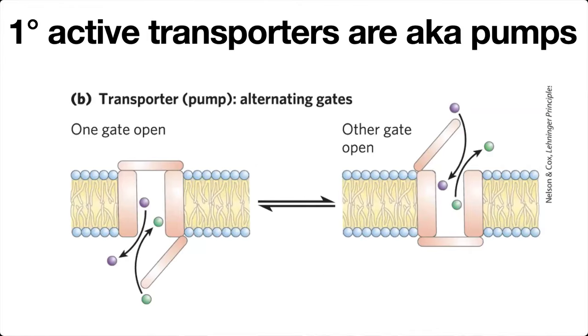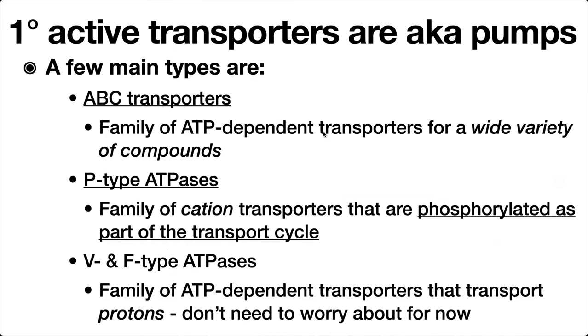Primary active transporters are also known as pumps a lot of the time. And often they have alternating gates. So you have one gate open on one side that's going to let molecules in, and then you spend the energy, and then the other gate opens up. There are a few main types: ABC transporters, P-type ATPases, and V and F-type ATPases.